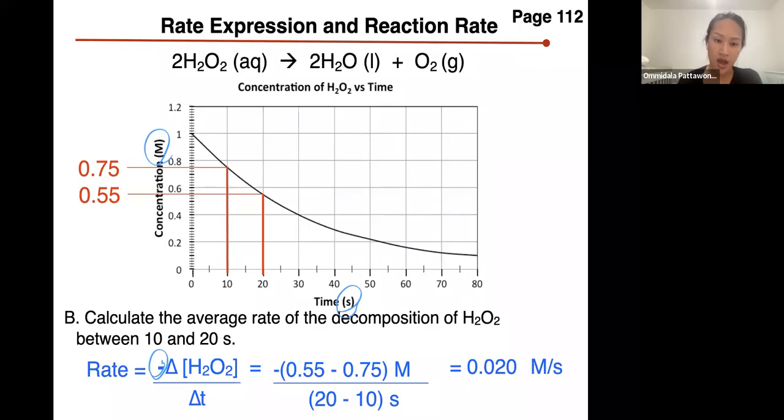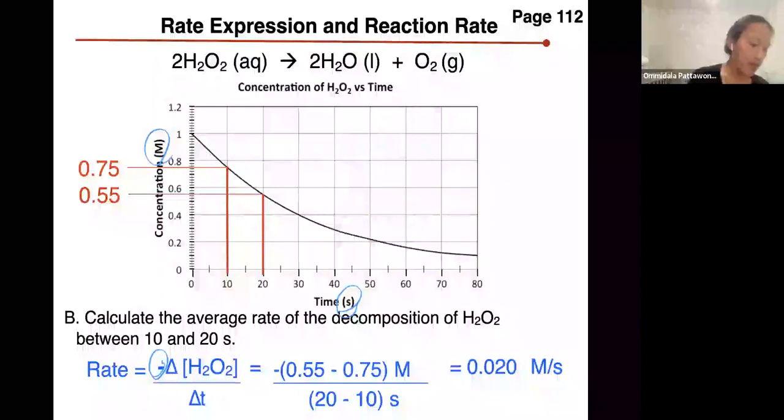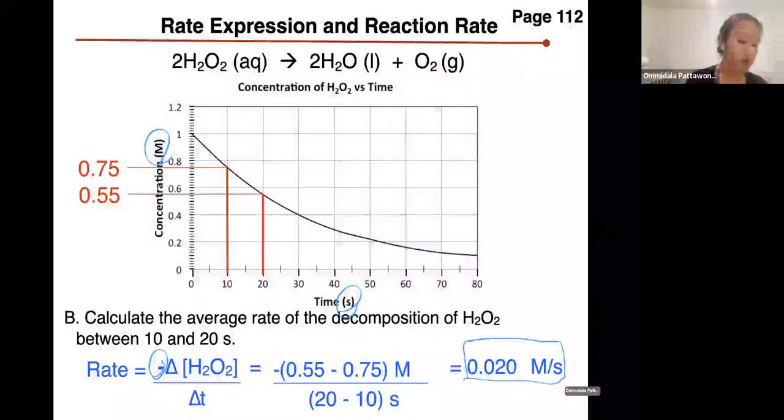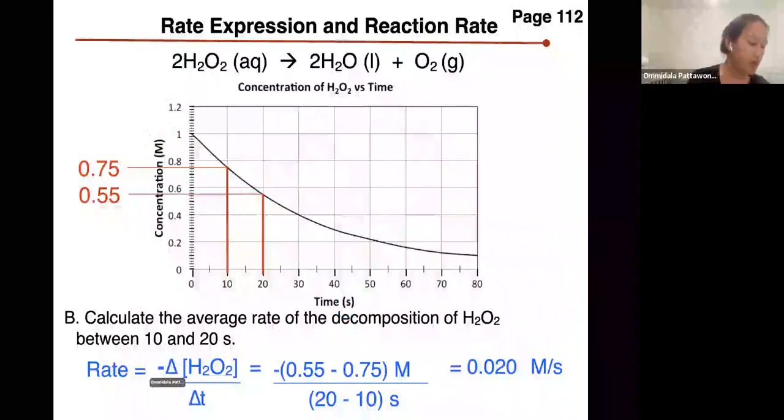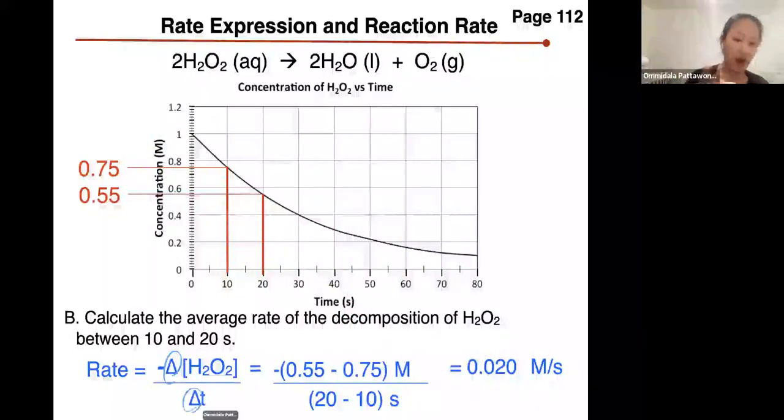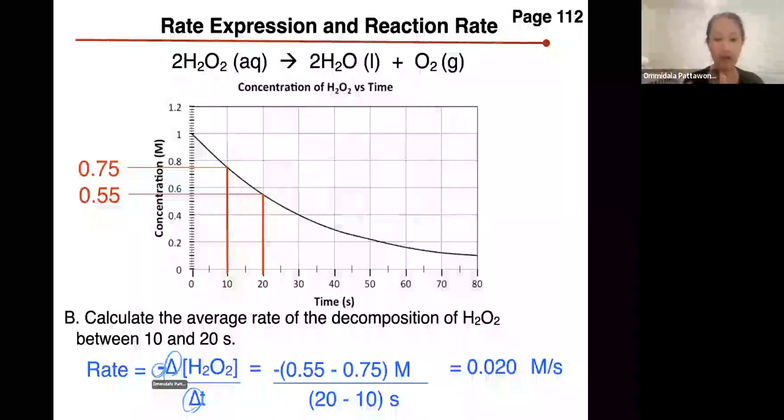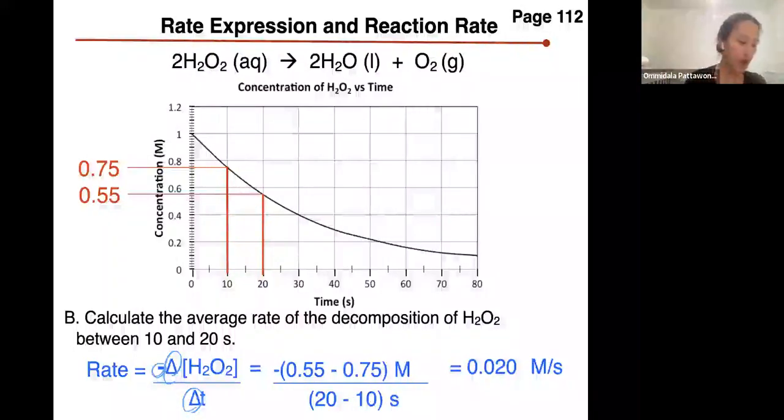You probably notice that the rate will not be negative. You cannot have a negative speed. As you see here, the rate of the reaction will come out to be a positive value because of the negative sign that we have earlier. Remember that delta, or the change, is always final minus initial, but this negative is going to help you flip that sign. So at the end, you are going to have a positive value.